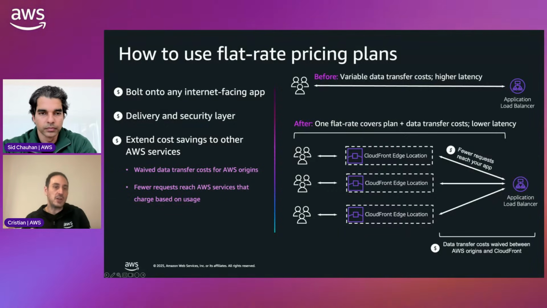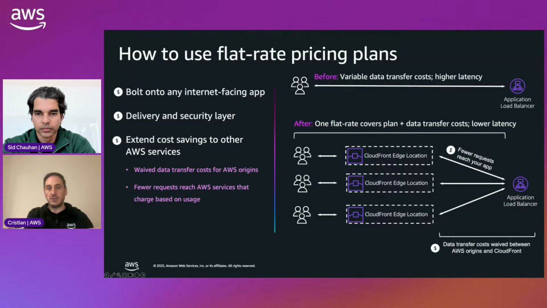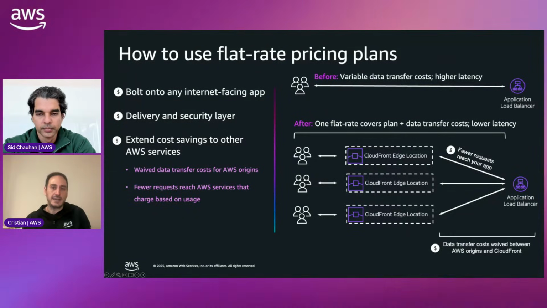But something to know on how you can actually extend these cost savings and get this flat rate benefit to your ALB, your S3, your API Gateway, and some of these other services is that data transfer costs are waived between AWS origins and CloudFront. So when you're using Application Load Balancer or S3 or API Gateway behind CloudFront, we don't charge you for the data transfer from those services into CloudFront. They get zero rated effectively.